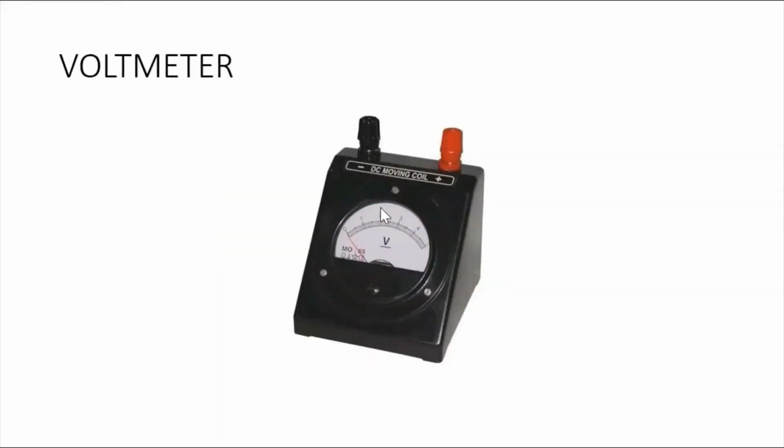Next, the voltmeter. It is used for measuring the electric potential difference between 2 points in an electric circuit. It has very high resistance so that it takes negligible current from the circuit. It is connected in parallel with a device to measure its voltage.